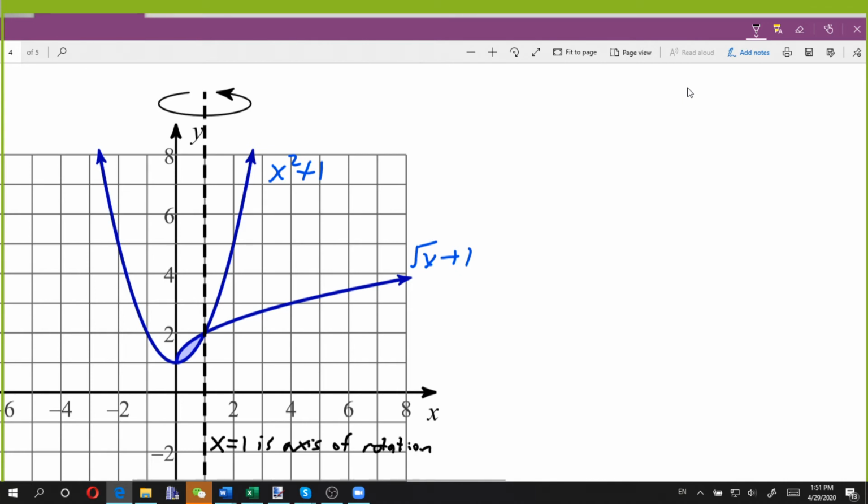Okay, so starting with Eric. Eric, will this be disc method or shell method first? Shell. Okay, this is shell method. How do you know that this is shell method?